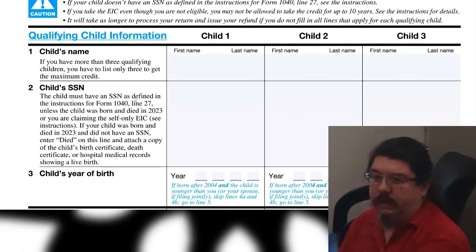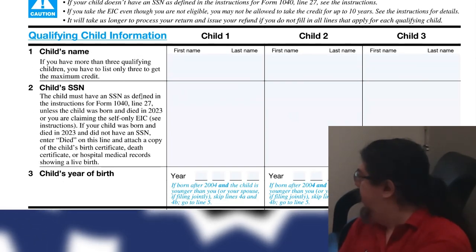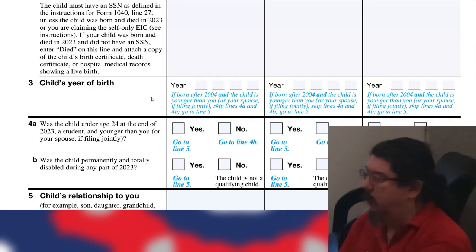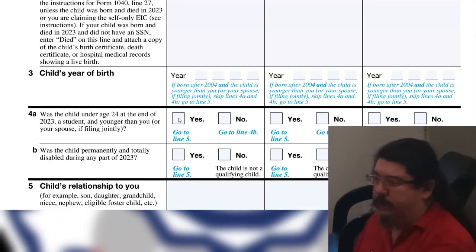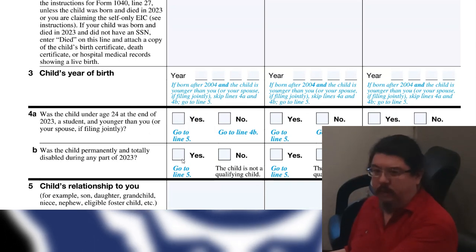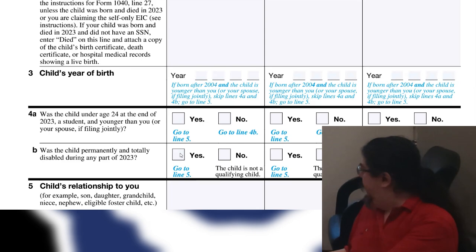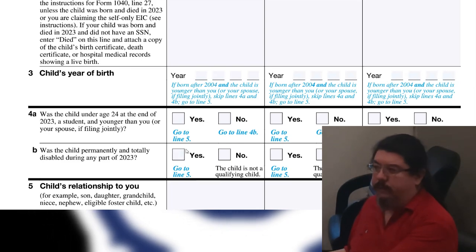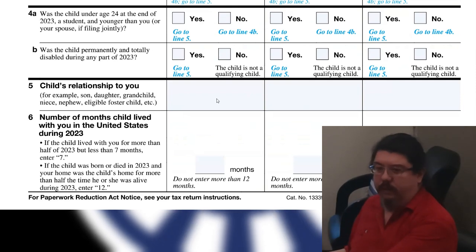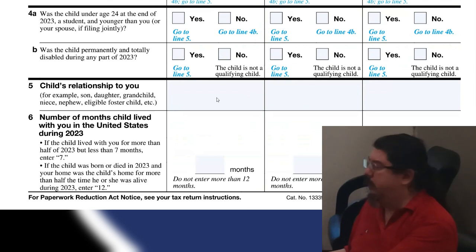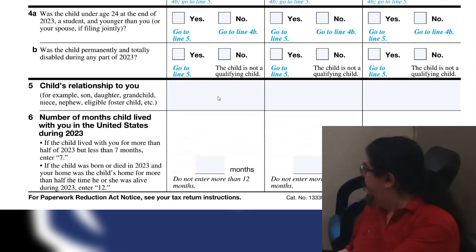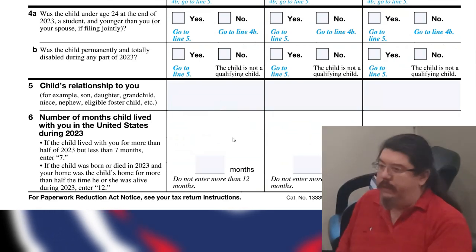If their year of birth places them at age 19 or up, then you have to say either they are under 24 and a student, or that they're permanently and totally disabled. So you have to be able to check one of these 2 boxes if they're 19 or older. Then you have to fill in the child's relationship, which should be son or daughter, grandchild, brother, sister, niece or nephew, or grand niece or nephew, or foster child. And then number of months the child lived with you, which should be at least 7.